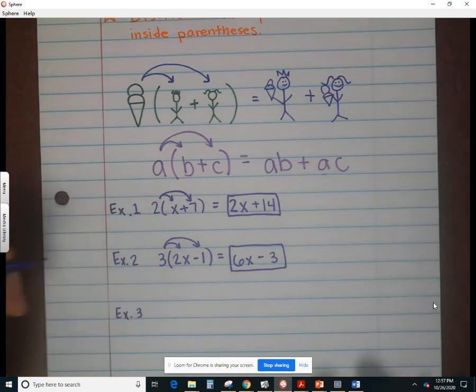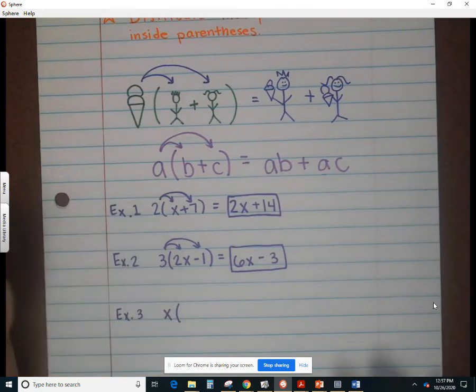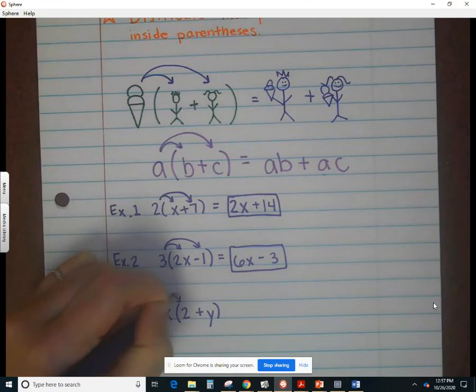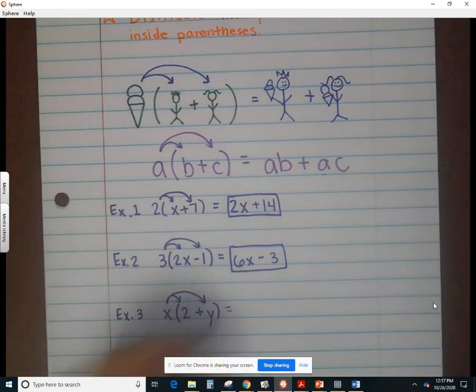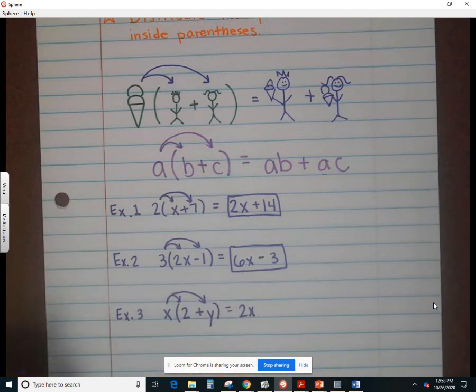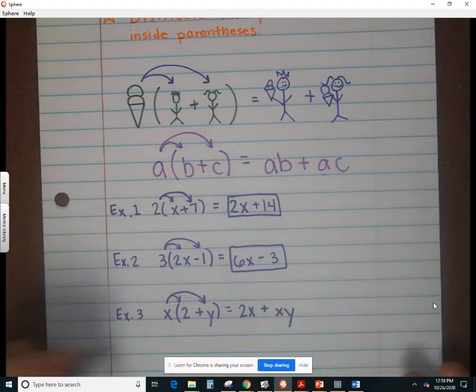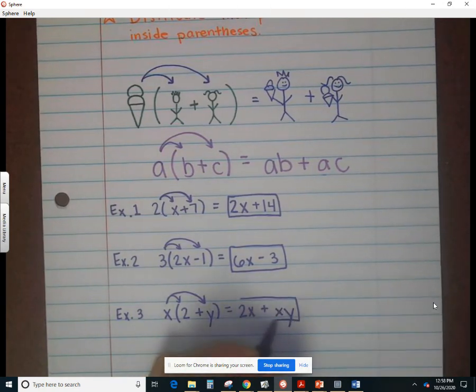Another example would be to have an x on the outside. So I wanted to show you what it looks like if the x is on the outside. You still do the same thing, hippity-hoppity distributive property. X times 2 is the same thing as 2 times x. So we're still going to get 2x. Whenever you write a number multiplied by a variable, you always put the number first. So 2x. And then the second arrow tells us to multiply x times y. And we just write that as xy. Remember that if 2 variables or a number and a variable are right next to each other, it means multiplication. So that is our answer on that one.